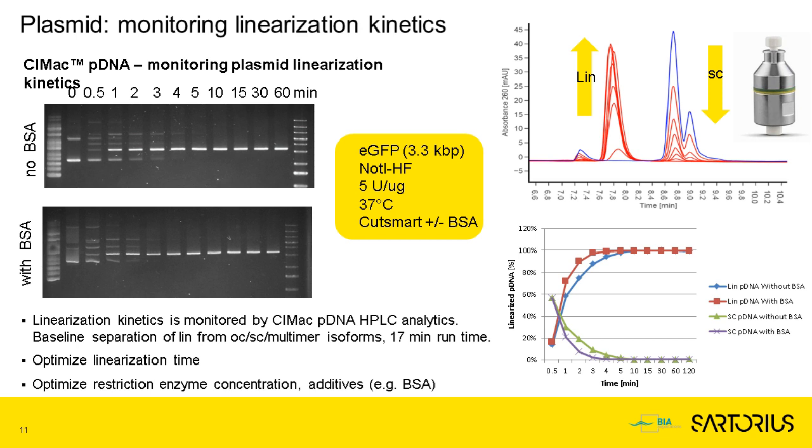HPLC is a workhorse for every QC lab, and so we highly recommend the implementation of the CiMac pDNA method, which very nicely resolves open coil isoform from linear, from supercoil, from multimers, and so we can plot the peak area as a function of time to monitor the progression of linearization of the plasmid, and then start asking process-related questions such as what's the impact of temperature, what's the impact of pH, what's the impact of enzyme concentration, what's the impact, for example, of additives such as BSA.